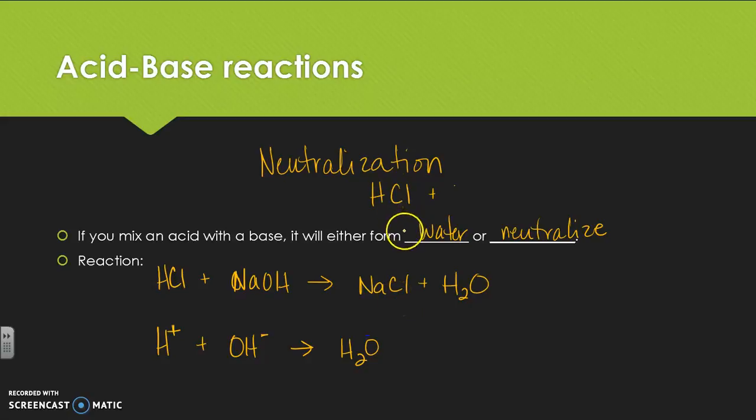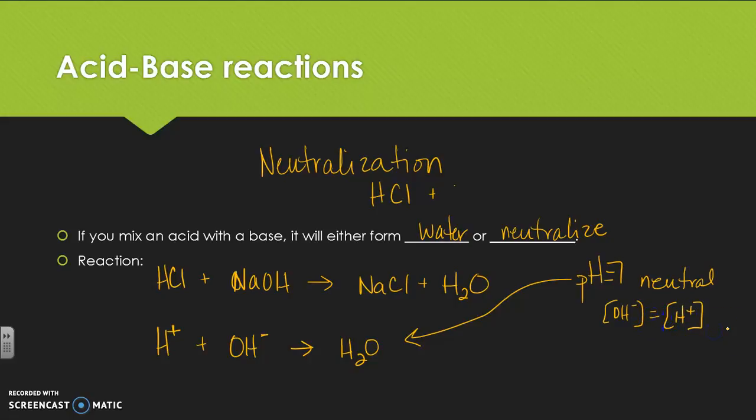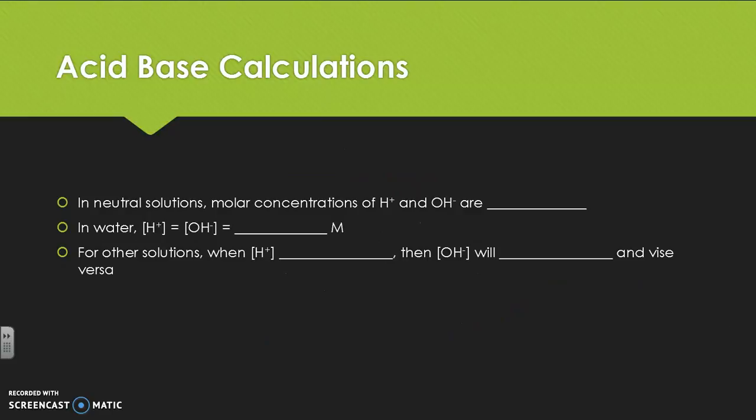All right, to neutralize something, when something is at a pH of 7, which is what water's at, we say it's neutral. That means that it's going to have the same amount of OH minuses as it does H pluses. It's neutral.